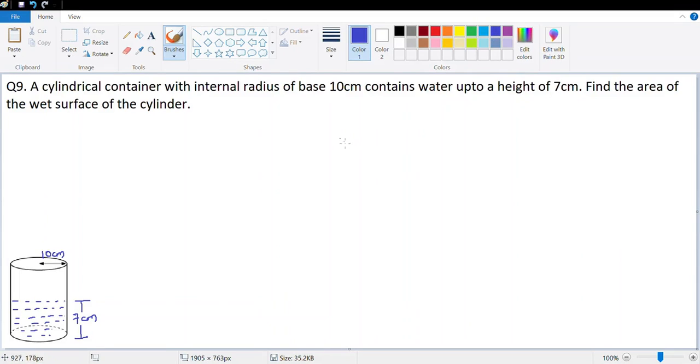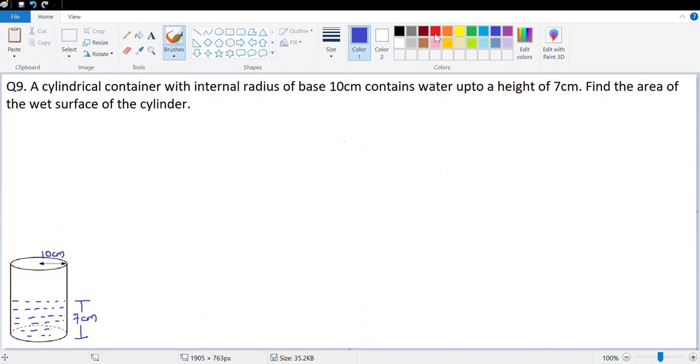Let's look at the next question. The next question that we do is question number 9. It says a cylindrical container with internal radius of base 10 centimeter, as I have marked in the diagram, contains water up to a height of 7 centimeter. Again marked in the diagram. Find the area of the wet surface.